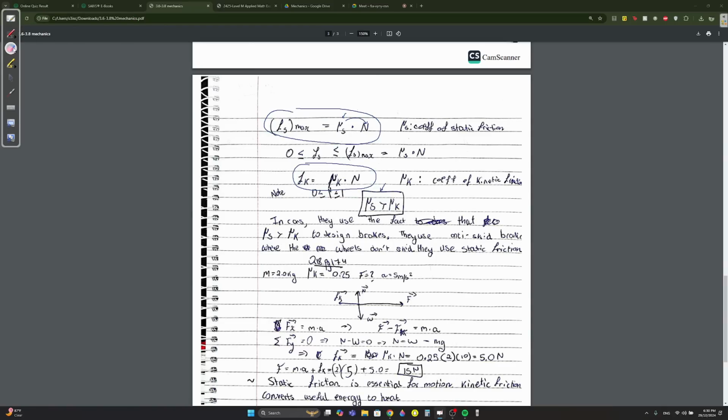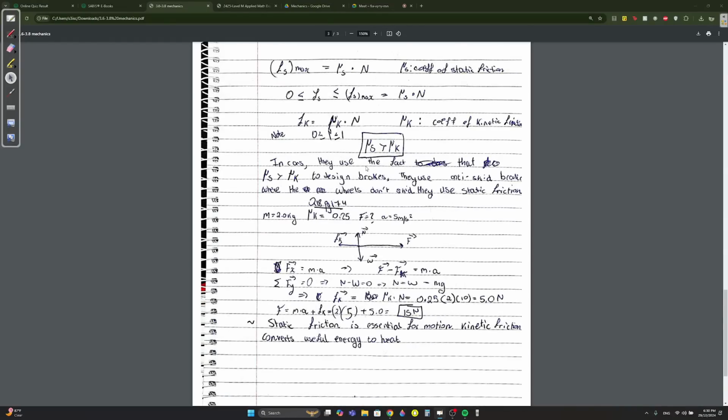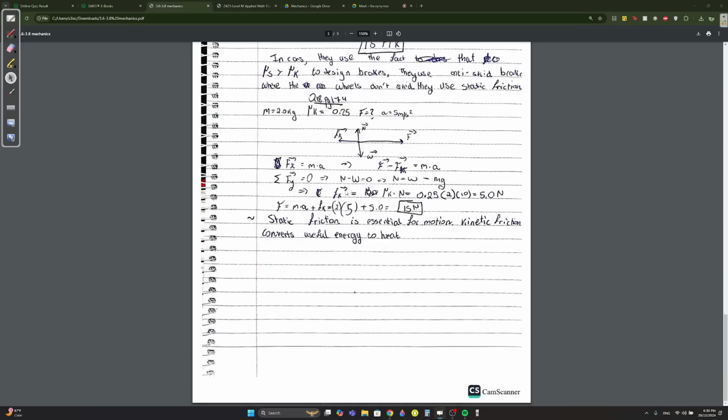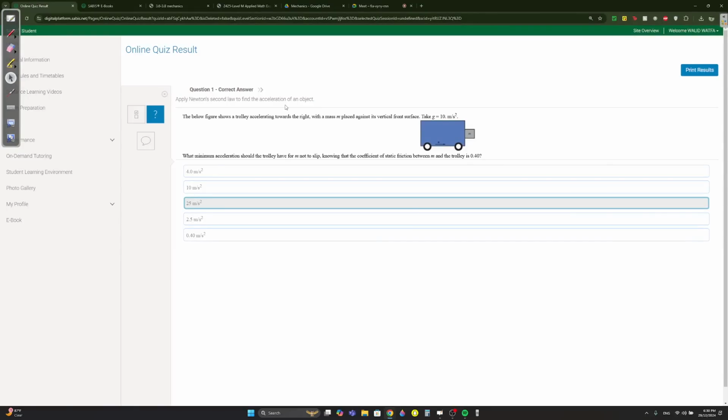We're going to see questions like this. You should know that the mu's are always between 0 and 1. They can't be greater. In cars, they use the fact that static friction is greater than kinetic friction to design brakes. They use anti-skid brakes where the wheels don't skid, so they use static friction. These are extra things you can know. We're done with the notes. Very easy. Just know this.